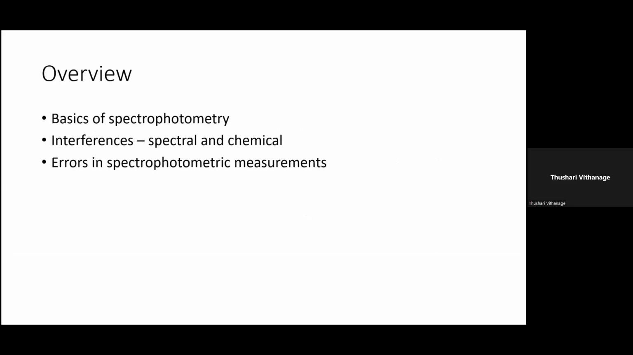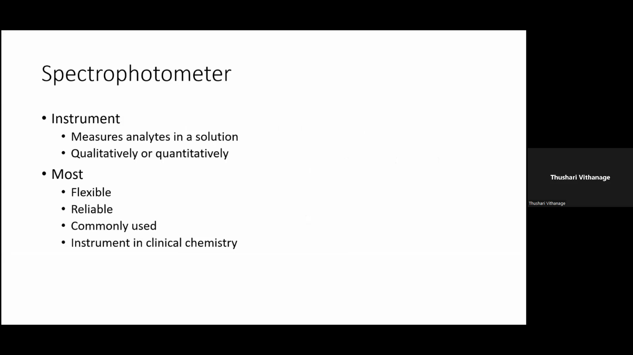This is my overview: basics of spectrophotometry, interferences including spectral and chemical, and errors in spectrophotometric measurements. As you all know, a spectrophotometer is an instrument which measures analyte in a solution qualitatively or quantitatively. It's the most flexible, reliable, and commonly used instrument in clinical chemistry.